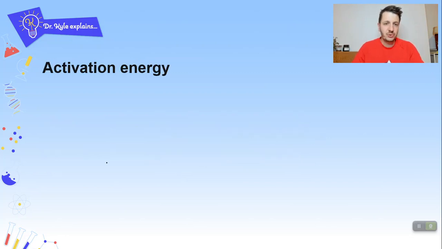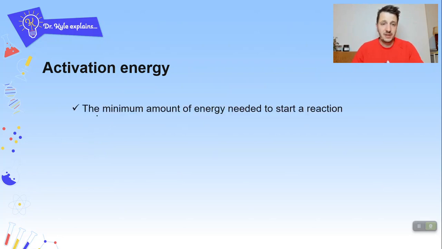Okay then, so activation energy. Now this is a really important concept to understand. Please do make sure you know this definition: it is the minimum amount of energy needed to start a reaction. Just to explain that quickly, if we have random chemical A and random chemical B, they first of all need to collide with each other, need to touch each other. And then not only do they need to bump into each other, they have to have the right amount of energy. That's often why we heat reactions up to get them to work.